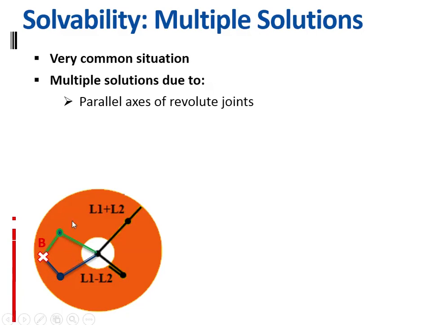And this happens because this is a revolute joint, this is a revolute joint, and the axes of these are parallel. This type of multiple solution occurs because the axes of two consecutive revolute joints of the arm are parallel. So these two axes have a parallel z axis, because the z axis passes through the axis of revolution. In that case you always get this type of multiple solutions.